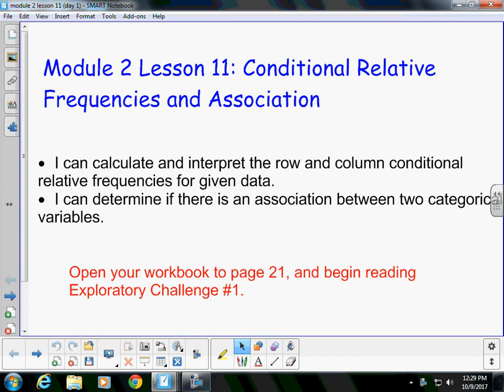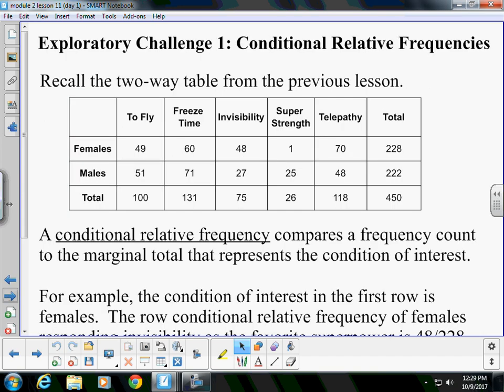So far we've talked about relative frequencies as well as just frequencies. So today, pay particular attention to row and column conditional relative frequencies. Open up your book to page 21 if you have not already done so. Exploratory Challenge number 1, conditional relative frequencies.